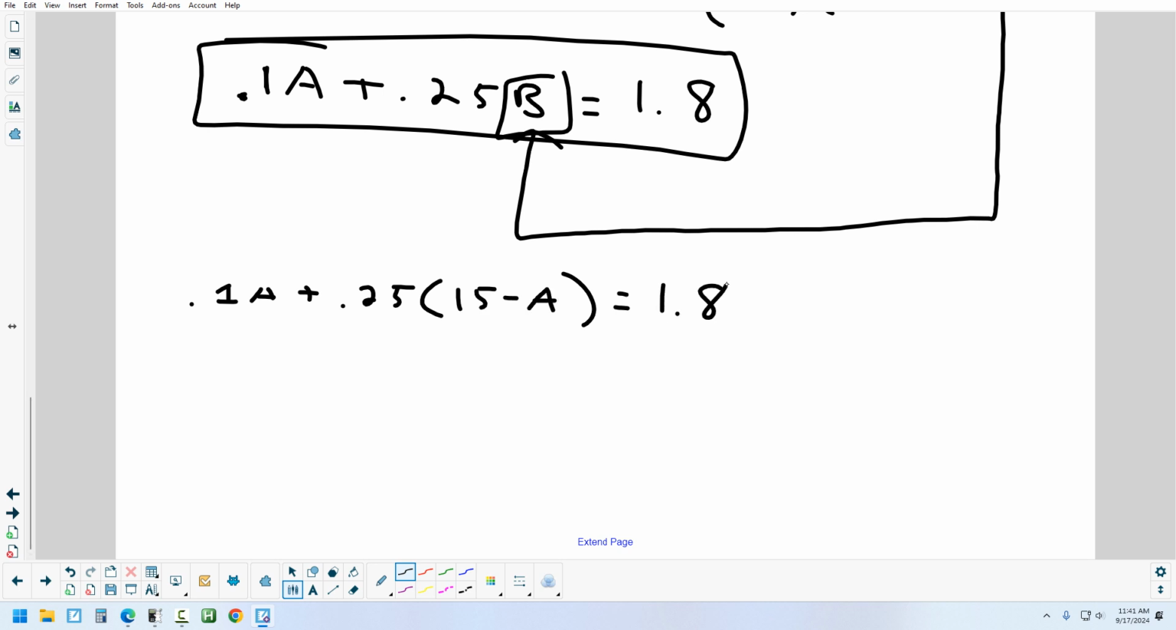Equals 1.8. Okay, so we're going to distribute. Can somebody tell me what's 0.25 times 15? 3.75. So we get 0.25 times 15 is 3.75, and 0.25 times negative a, equals 1.8. Combine your like terms. You've got 0.1, take away 0.25. That's negative 0.15.